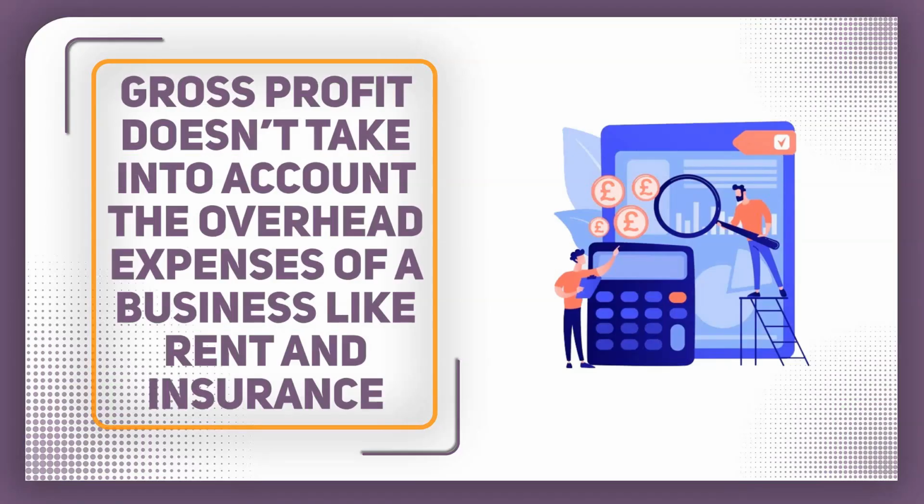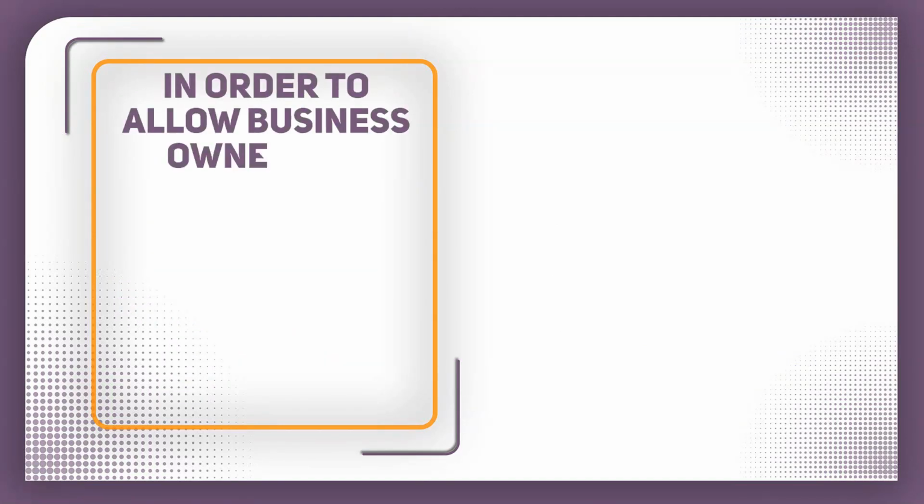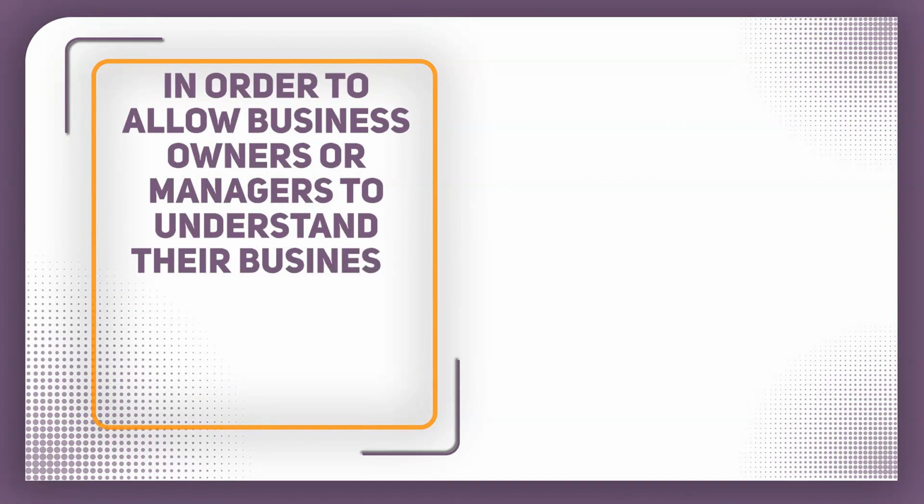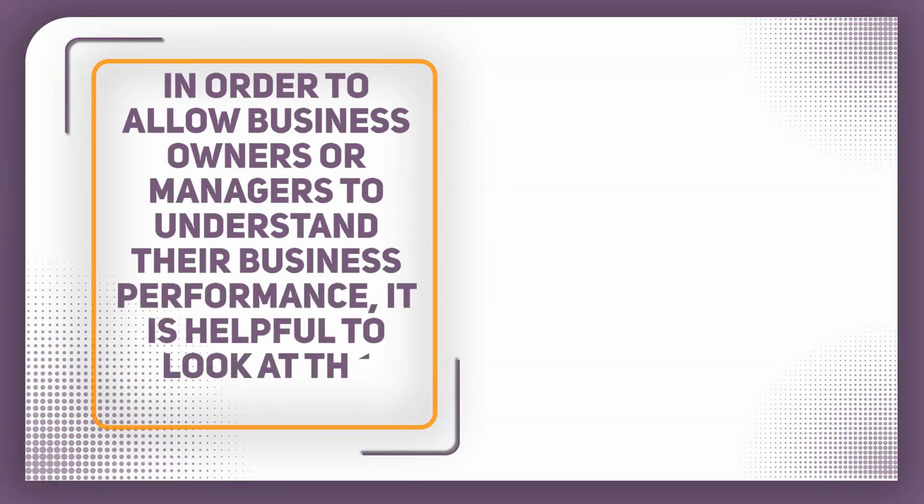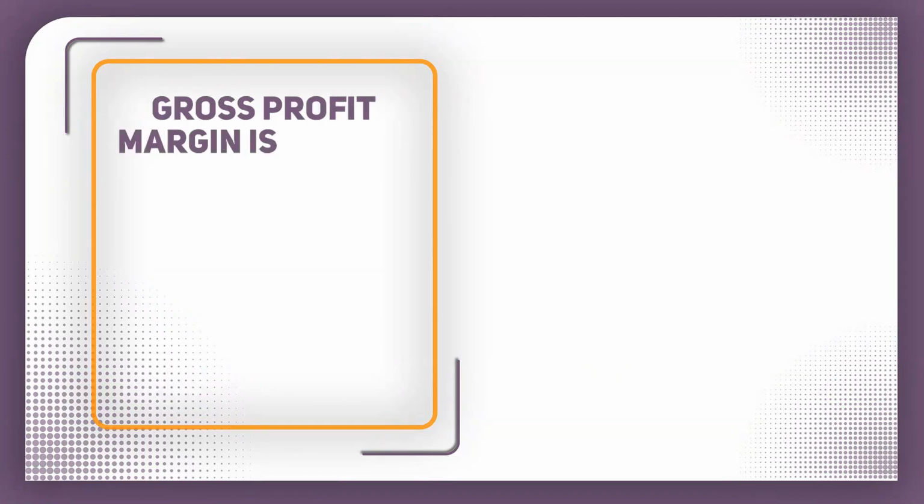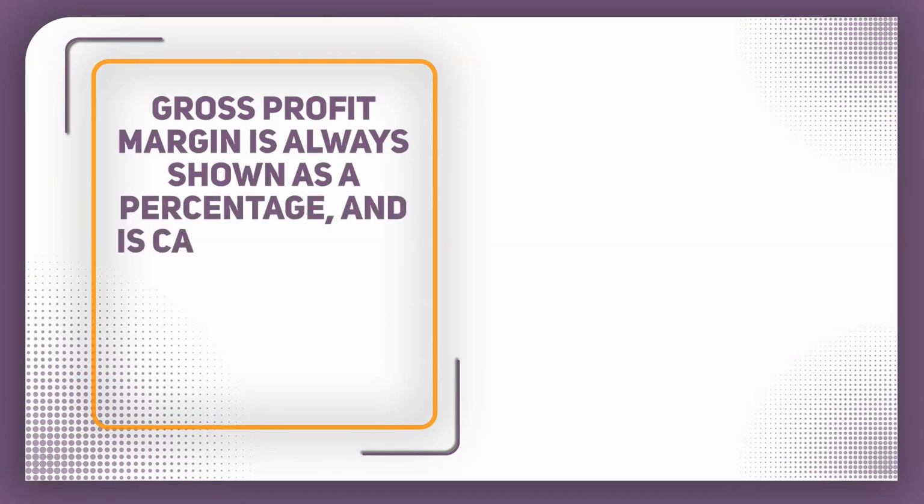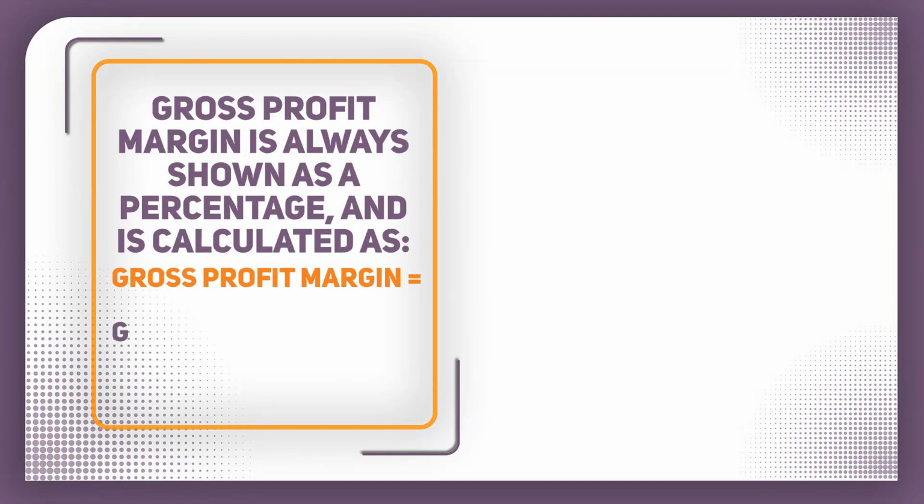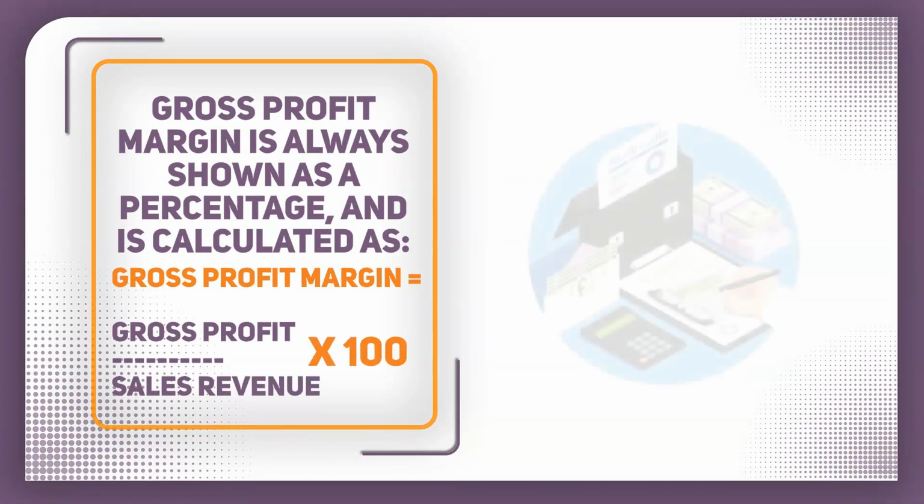You've made a loss. Once we have the gross profit value, in order to allow business owners or managers to understand their business performance better, it is helpful to look at profit margins. Profit margins are a type of what we call profitability ratio, and they allow a business to look at its performance compared to previous years, or even compared to its competitors. Gross profit margin is always shown as a percentage, and it is calculated with the following formula. Gross profit margin equals gross profit divided by sales revenue multiplied by 100.